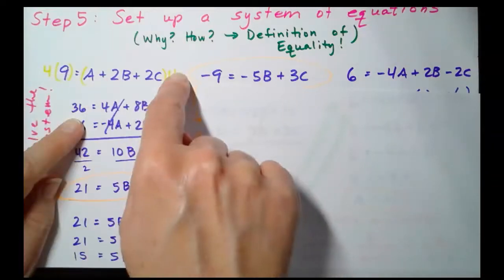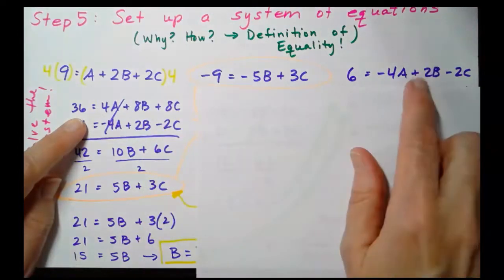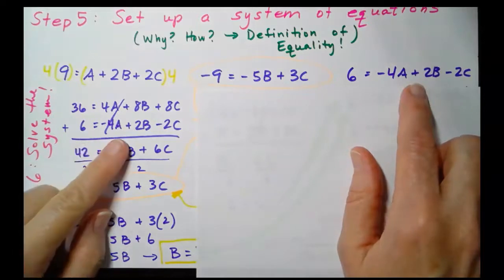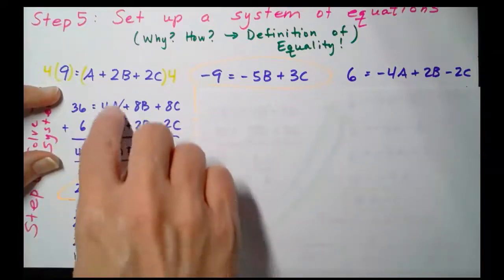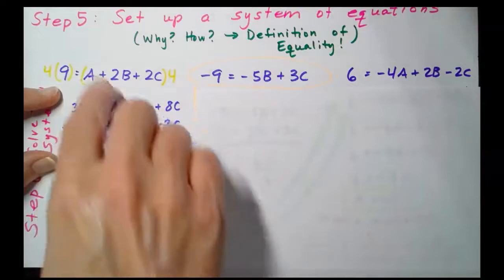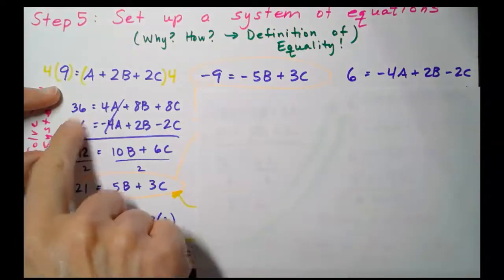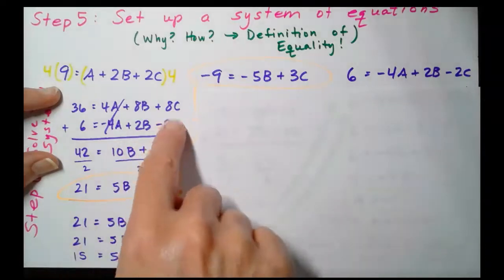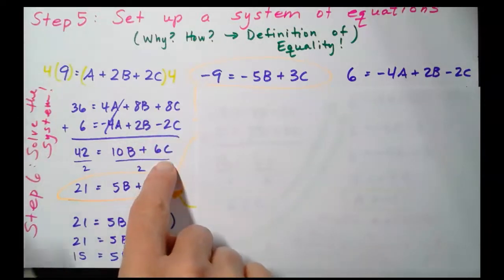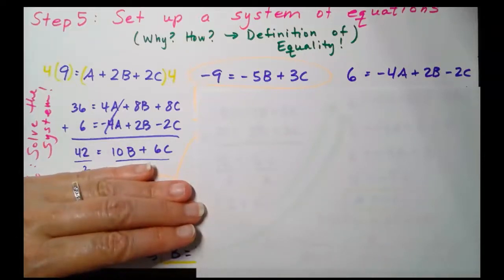So when I transform the first equation into 36 equals 4a plus 8b plus 8c, I can compare it with this third equation, which I've written right underneath it, and I do a combination here, adding them together. The a's will cancel because 4a and negative 4a are going to have a sum of 0. So we end up with 36 plus 6 is 42, 8b plus 2b is 10b, 8c minus 2c is 6c. So that gives me my new equation, 42 equals 10b plus 6c.